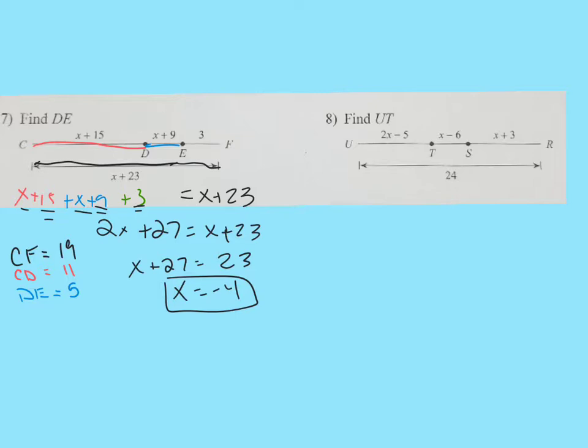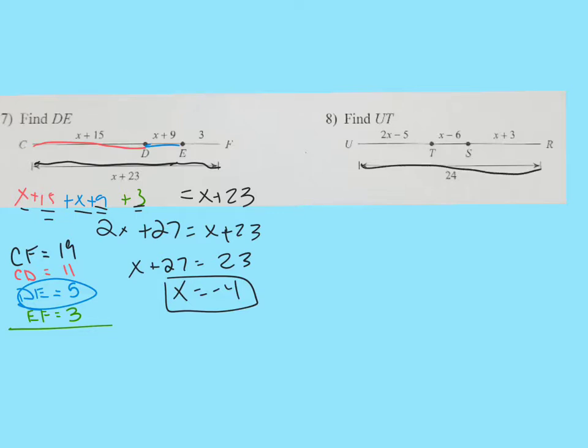And then EF is the green piece, which is equal to 3. And I checked my math and it works. Remember, they were looking for DE, so my answer for this specific question should be DE equals 5. Alright, so same exact concept for 8.